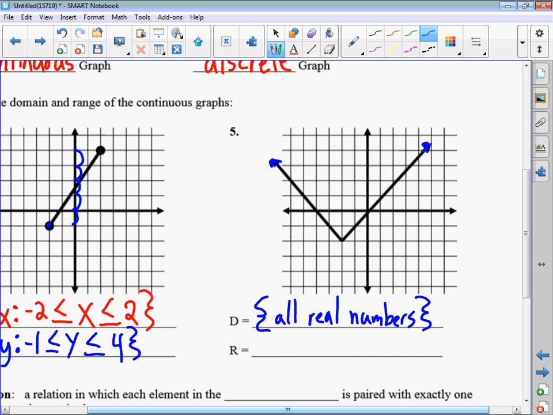And then our range, we notice it does not go below this point. So our range has a lower limit. So y such that y has to be at -2 or greater. So y is greater than or equal to -2.